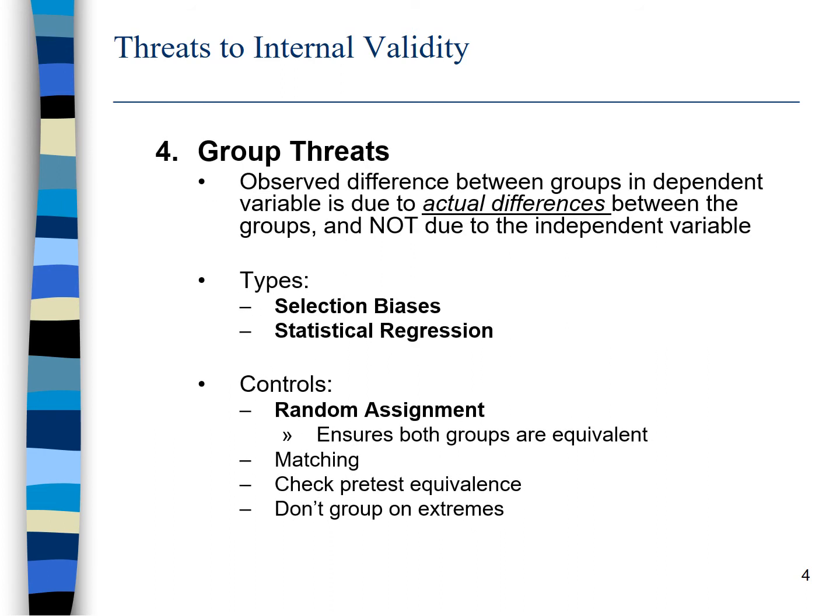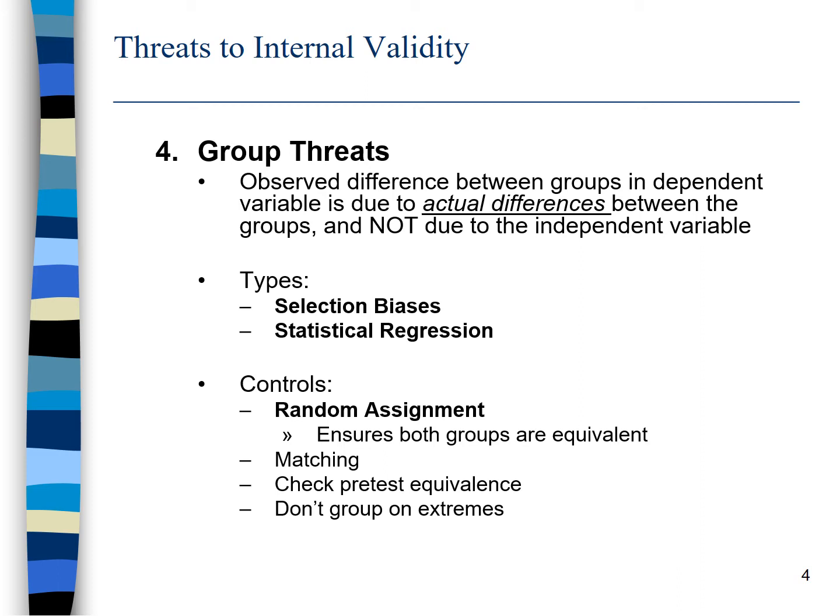Now, our next category, category 4, are referred to as group threats. I've referred to group threats also in a previous lecture. Group threats are when the observed difference that we see in a between subjects or a mixed subjects research study, the observed difference between the control and experimental groups, is due to actual differences between the groups, but not due to the influence of the independent variable on the experimental group.